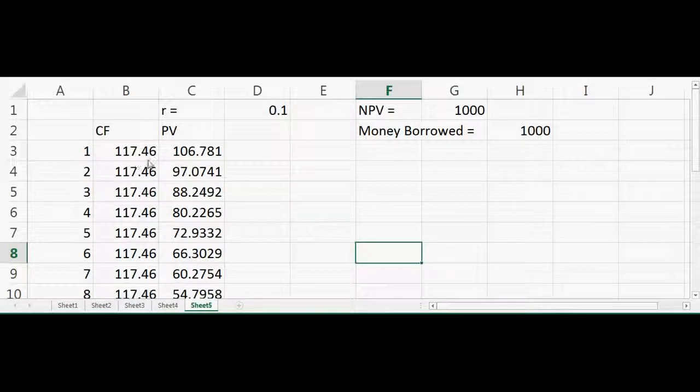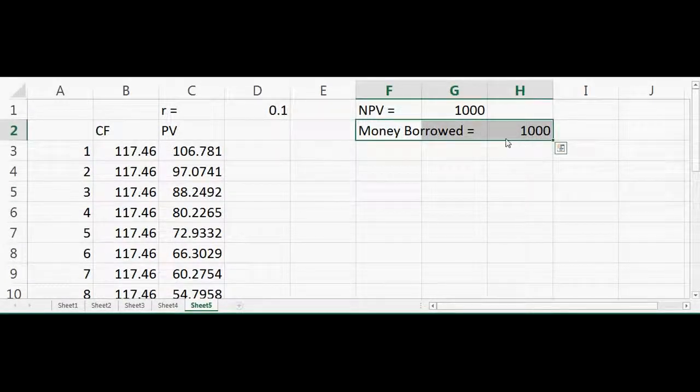So the person should pay you 117.46. And now let's assume, let me bring insert here.